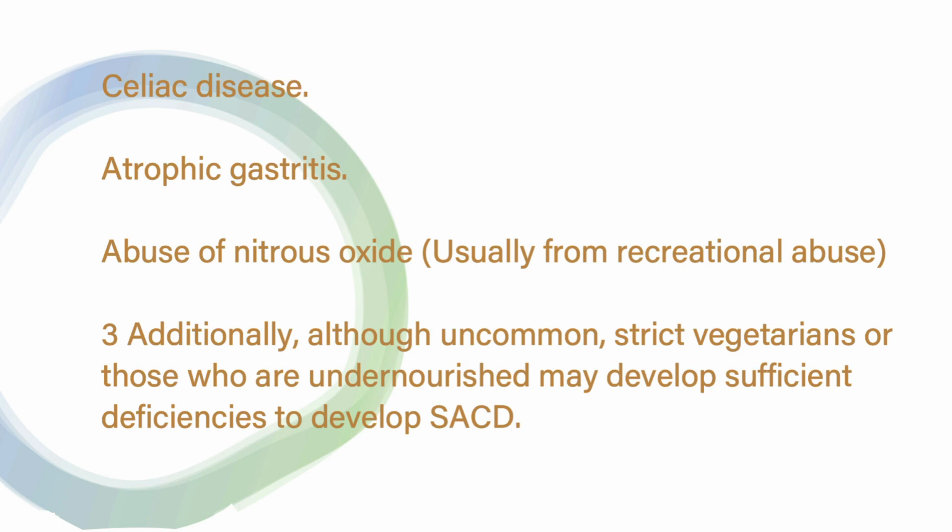Additionally, it can also be seen in strict vegetarians and undernourished people. They can also develop deficiencies and subacute combined degeneration.